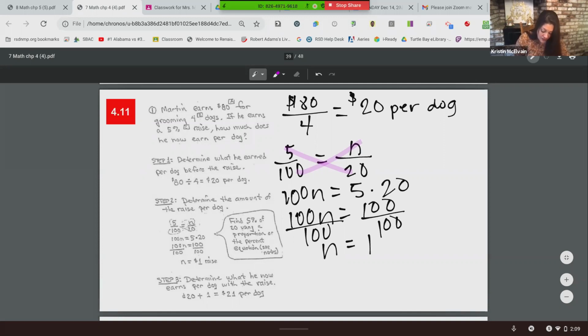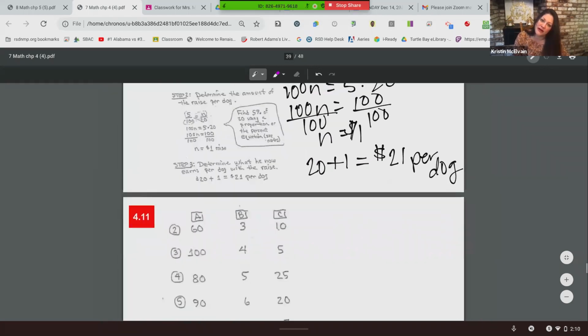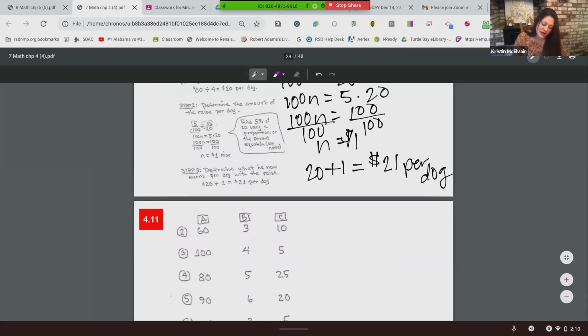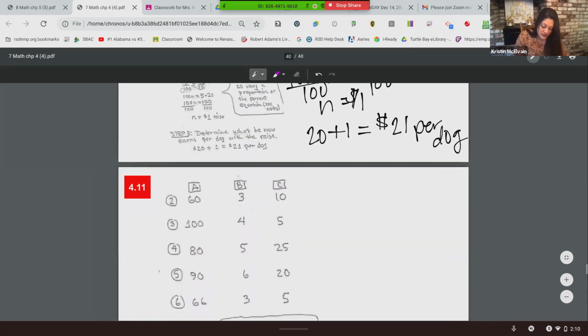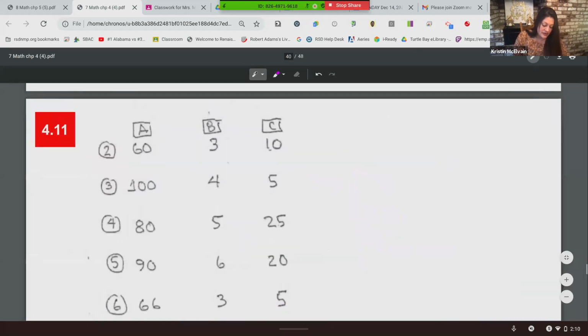Okay, so step 3 says, determine what he now earns per dog with the raise. So it's going to be $20 plus 1. He now earns $21 per dog. All right. So what you are going to do is the same thing, but we have different amounts. Let me make this bigger here.